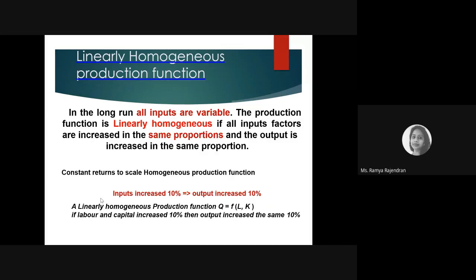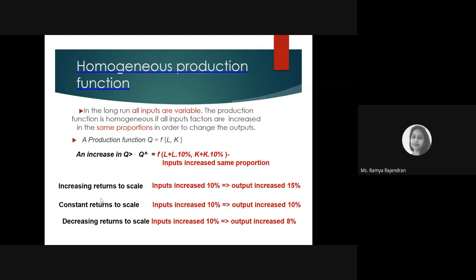Okay, in a linearly homogeneous function, the input factors are increasing in the same proportion as the output. Here we were just talking about the relationship between each of the input factors. So land is increasing 10%, capital is also increasing 10%, and the output is also increasing 10%.